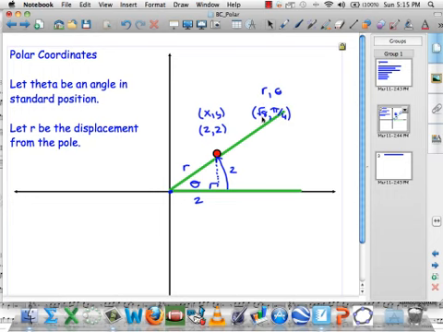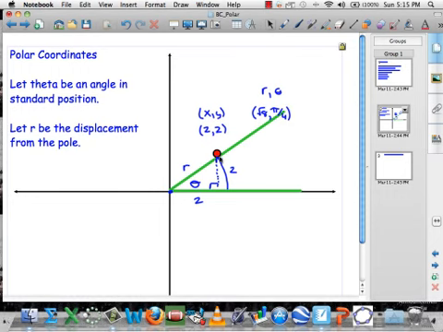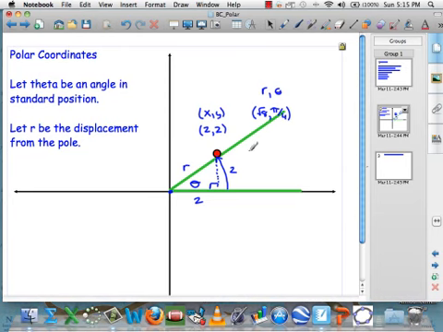Okay, so you have a new way of describing where this dot is in the coordinate plane. Instead of in terms of horizontal and vertical displacements, now in terms of its displacement from the origin and its angle from the positive x-axis, angle in standard position.